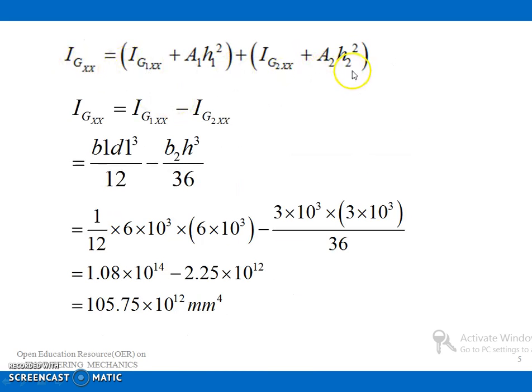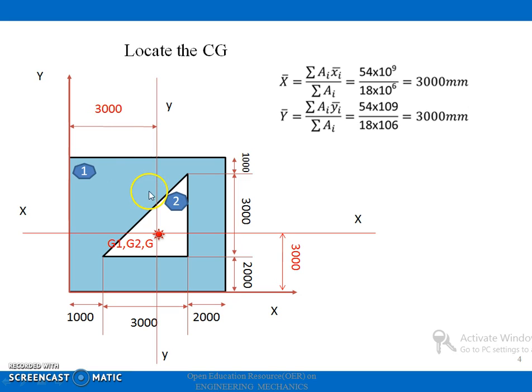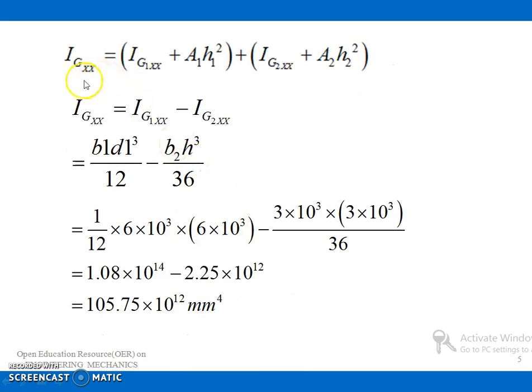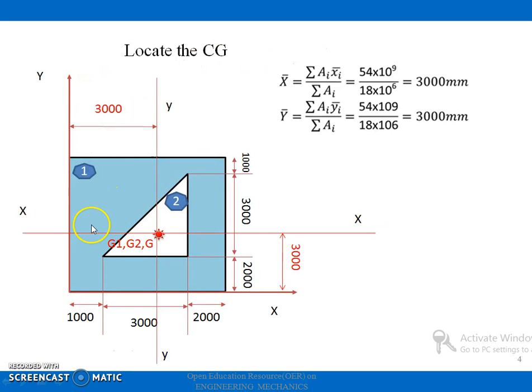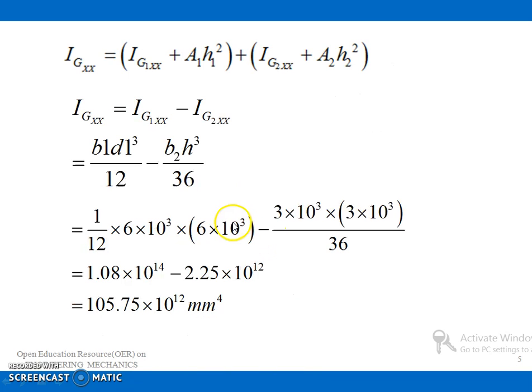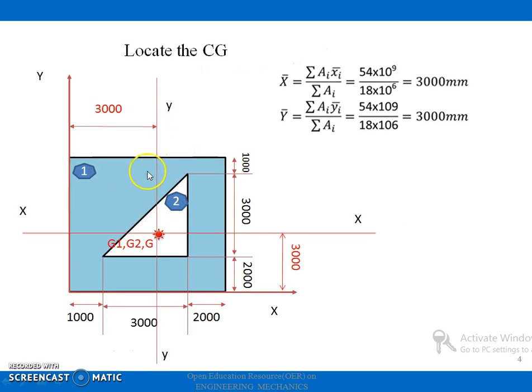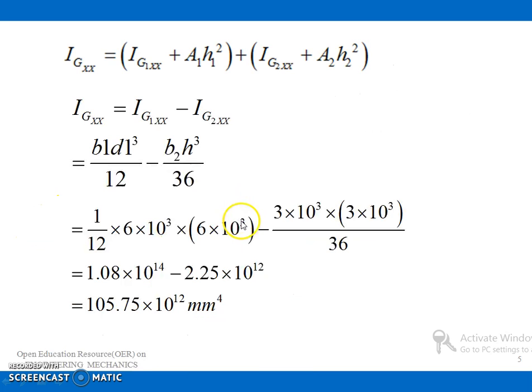So if we write the parallel axis theorem, it will be like this. We have these two sections 1 and 2, therefore I can write IGXX, that is the moment of inertia of the section about this center of gravity, IGXX is equal to IG1XX, that is the moment of inertia of section 1 with respect to its own center of gravity, plus A1 into H1 square, plus IG2XX plus A2H2 square. If you write the parallel axis theorem, it will be like this.